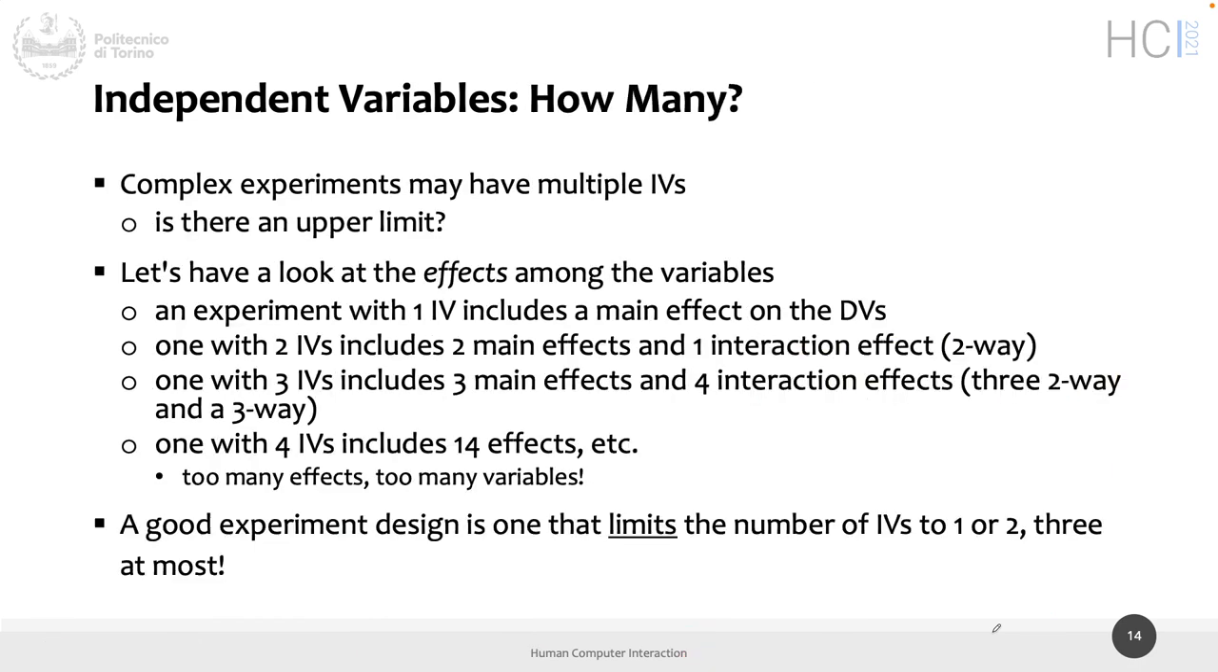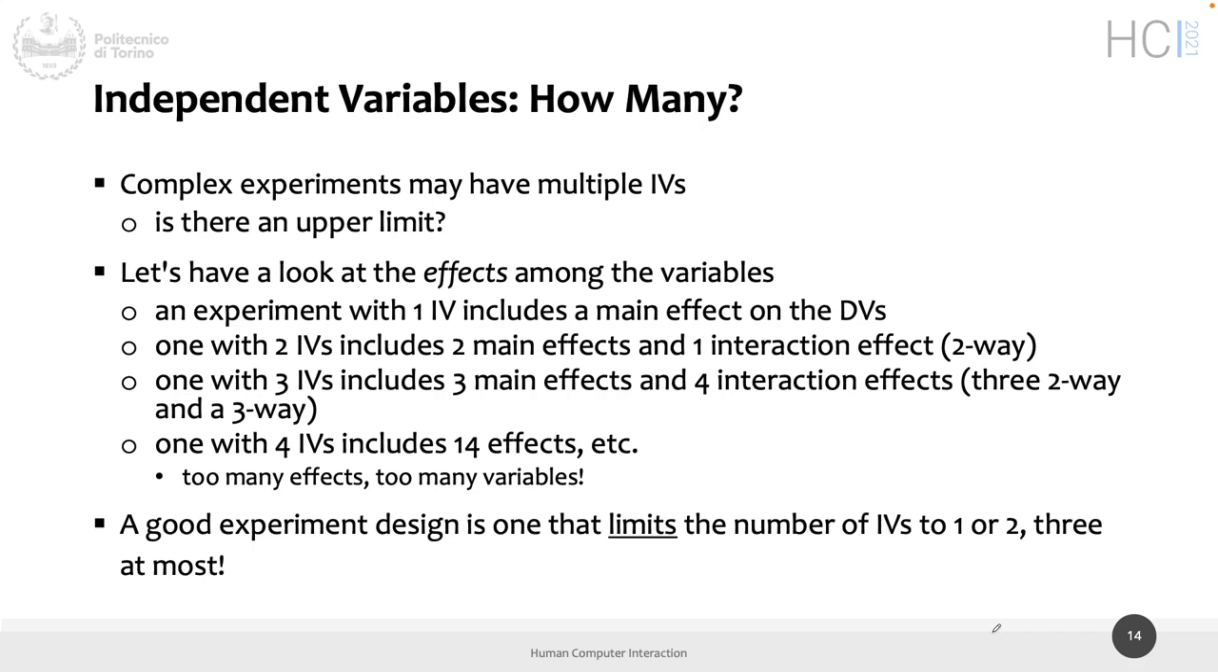But is there an upper limit to keep things still working? We can actually keep adding independent variables. Yes, there is an upper limit, and this upper limit is actually one or two independent variables, mostly three. More than three independent variables will produce results that are difficult to understand and to use to prove whether your hypothesis is verified or not.